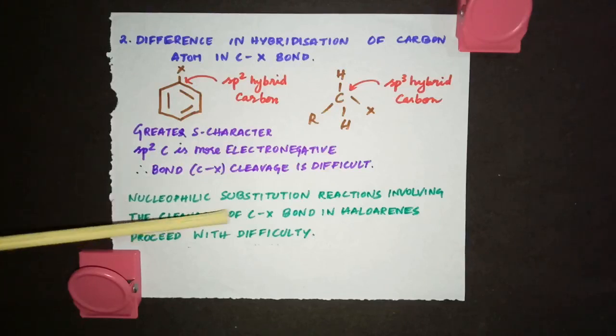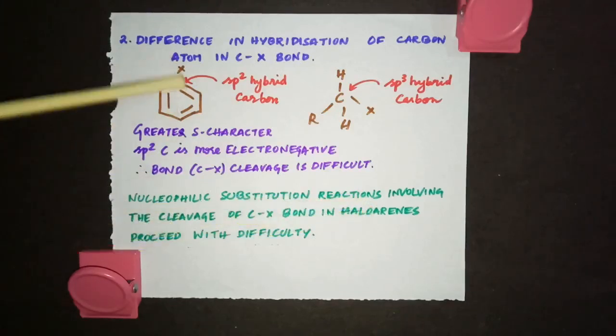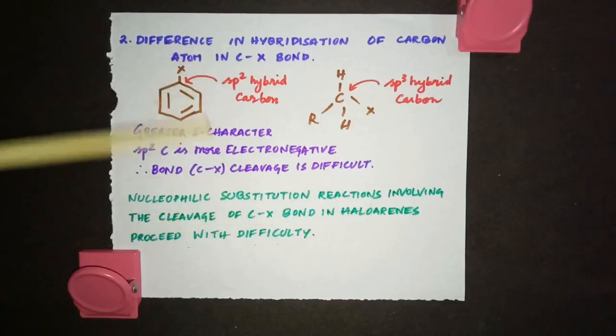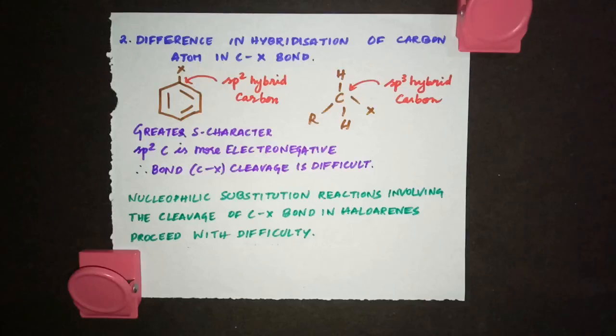So nucleophilic substitution reactions involving the cleavage of the C-X bond in haloarenes proceed with difficulty. We are not saying that these reactions are not going to happen, but they proceed with difficulty, which means you have to give a catalyst, and the reaction conditions should be very intense so that the reaction could take place. In the next video we will see how these haloarenes undergo nucleophilic substitution reactions with difficulty.